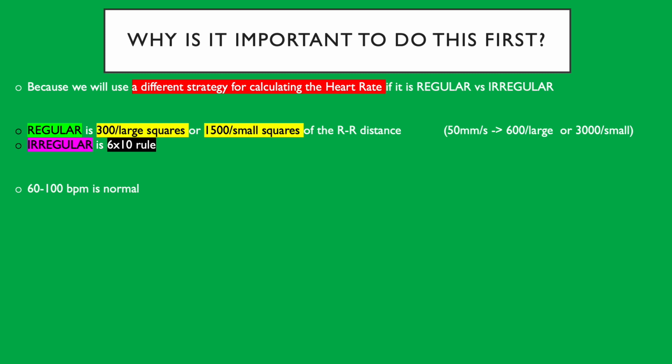Why does Germany have this double rate system? Because we don't care for the economy of the paper, right? So you have one A4 paper with leads 1, 2, 3, AVR, AVL, AVF, and then another A4 paper with V1 until V6. So you have 2 A4 papers. But if you use 25, you can cram everything into one A4 paper, so it's easier to handle. But we want to have accuracy rather than saving paper.